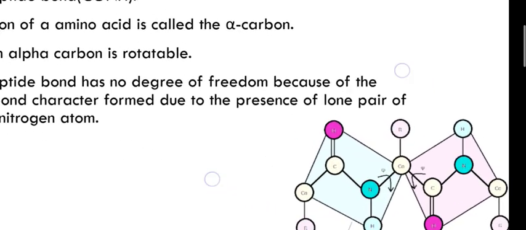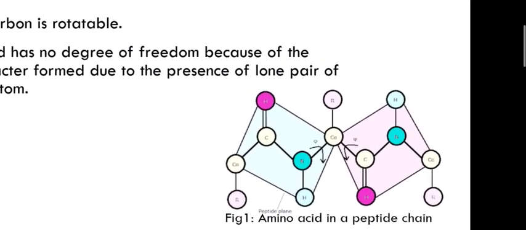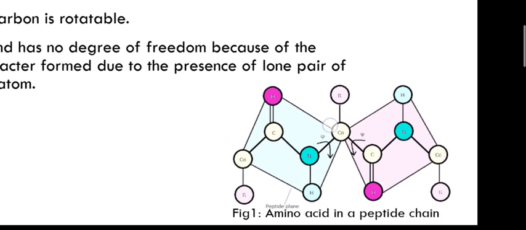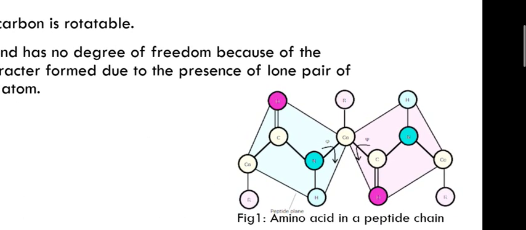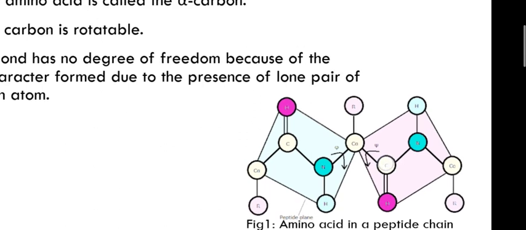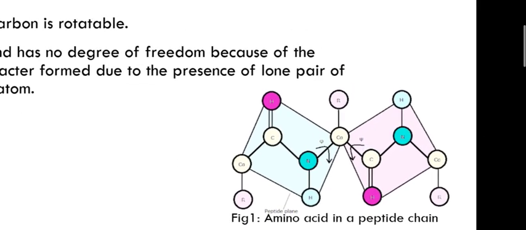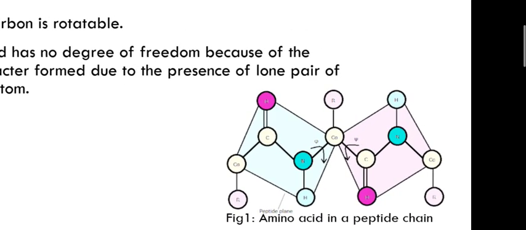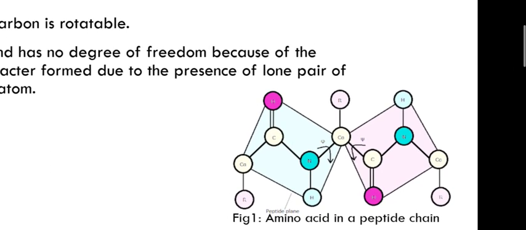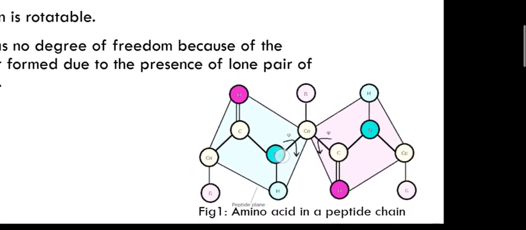As you can see in the figure, the central carbon of an amino acid residue is called the C alpha. It is connected to the neighboring carbon and nitrogen adjacent to it. These bonds have a degree of freedom, which means they are freely rotatable, and the bond between the C and N is not rotatable because of the partial double bond nature formed due to the presence of a lone pair of electrons on this nitrogen atom.